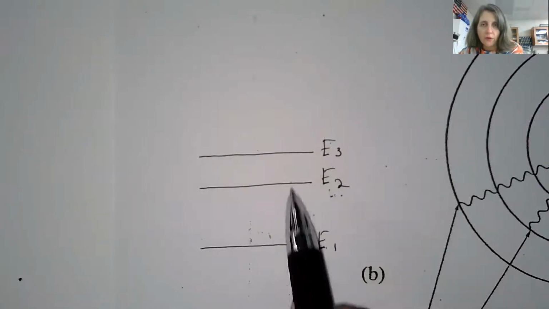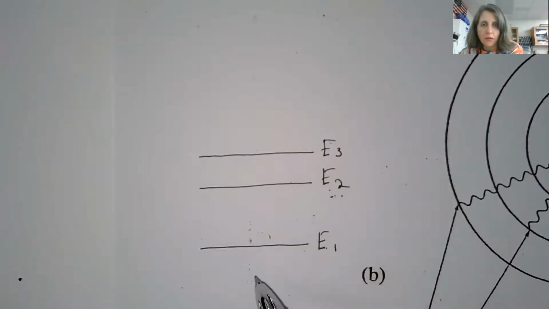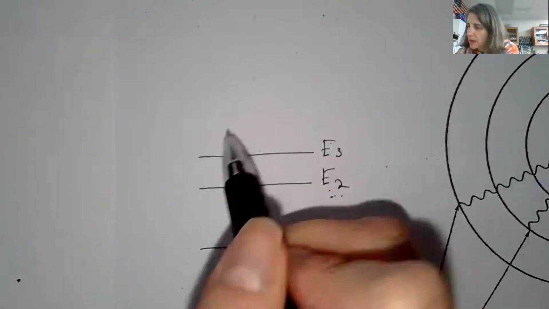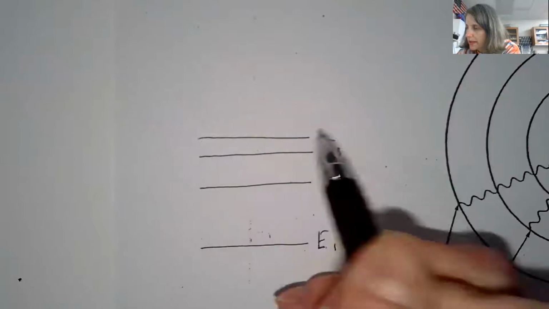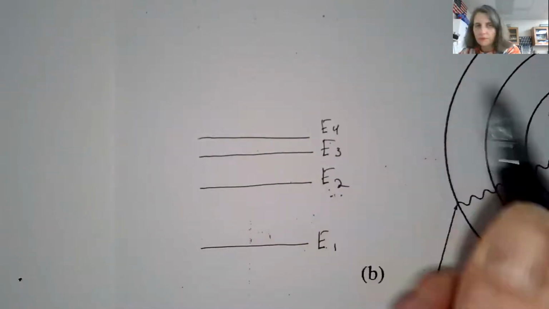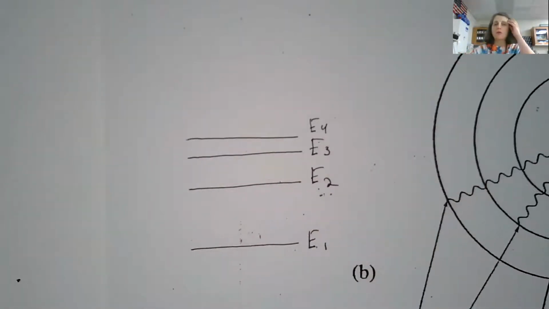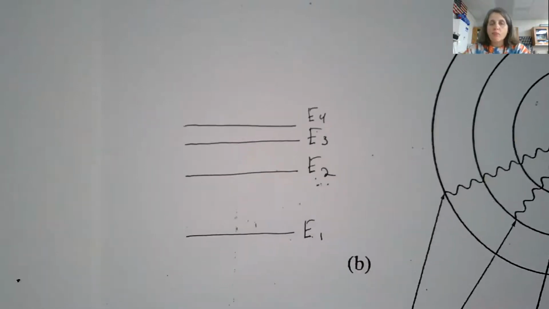So again, the further away we get from the nucleus, so if this is the nucleus down here, the closer the energy levels get. And then draw one more and call it energy level 4. Again, being even closer than 2 and 3 are.